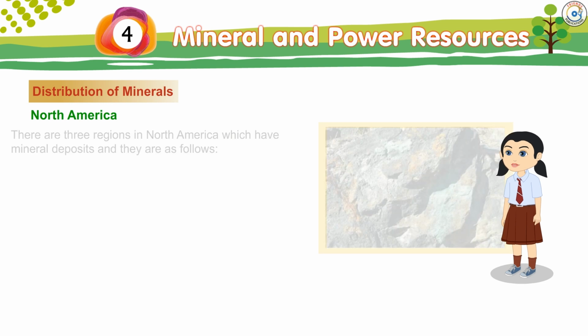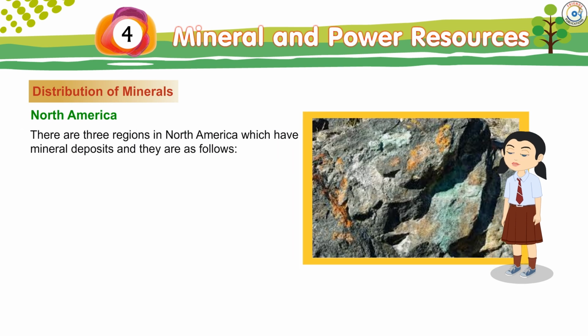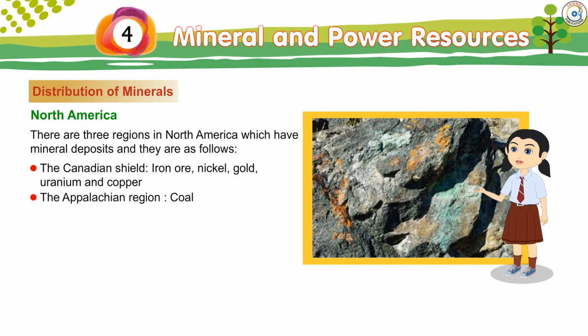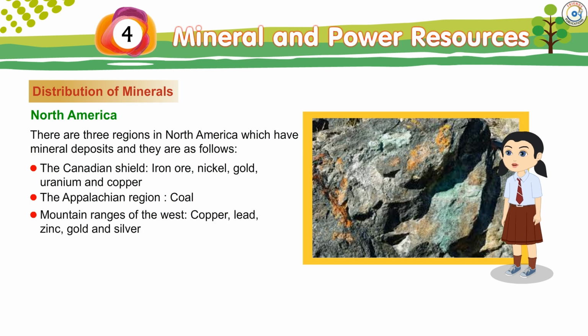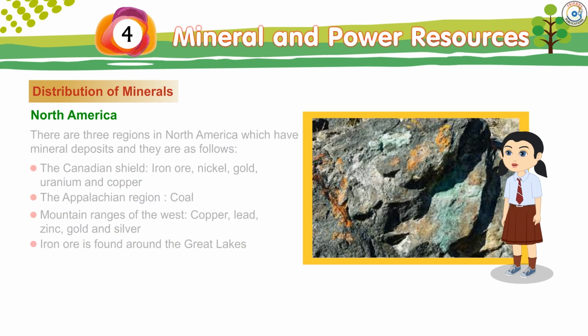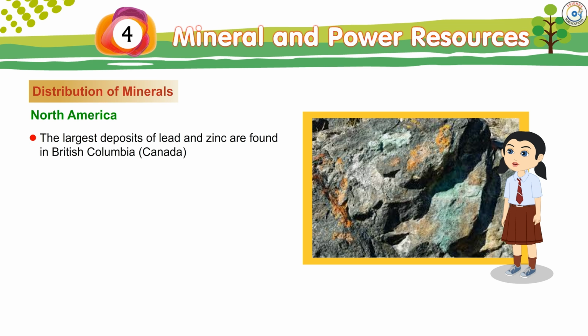North America. There are 3 regions in North America which have mineral deposits and they are as follows: the Canadian Shield, iron ore, nickel, gold, uranium and copper; the Appalachian region, coal; mountain ranges of the west, copper, lead, zinc, gold and silver. Iron ore is found around the Great Lakes. The largest deposits of lead and zinc are found in British Columbia, Canada. Mexico is the largest producer of silver in the world.